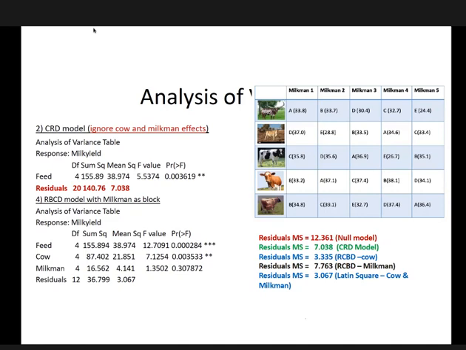Now, of course, sometimes you may make a wrong assumption. In this case, for example, the person assumed there would be an effect of the cow and an effect of the milkman. But when we do the analysis, we realize the milkman effect is very minimal. So next time you do a similar experiment, you may not have to worry about the milkman. You can block using only the cow. There may be no need for a Latin square design, since the effect of the milkman is very low.